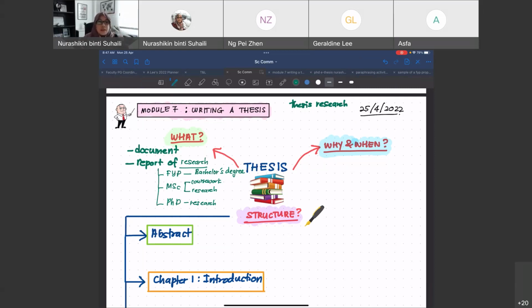So all of this, actually, they are degrees, isn't it? Degree is not just a bachelor's degree. MSc degree is a type of degree, PhD degree.